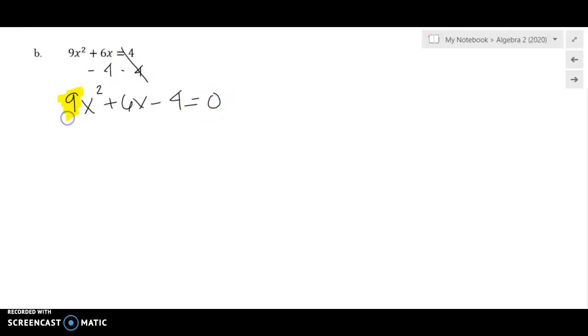This allows me to find the a value, which is going to be 9. I highlighted it yellow. The b value, which is 6. I highlighted it blue. And the c value, which is green, that's negative 4. I like to just label those off on the side so that I can use them to plug them in. So when I write this, I'm going to use my quadratic formula, and I know it's not on my page, but you could write it at the top of your page.